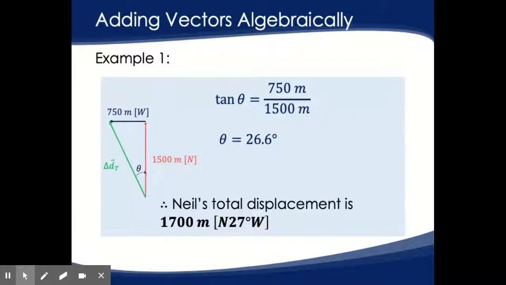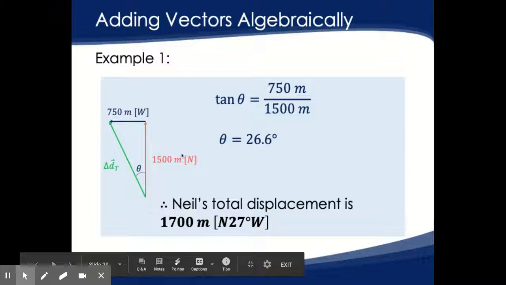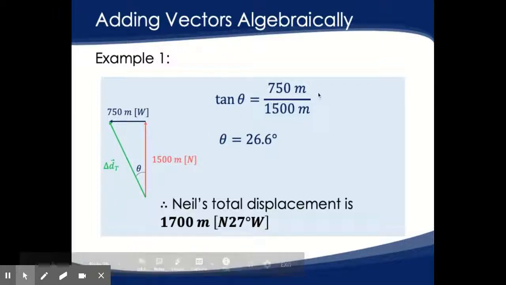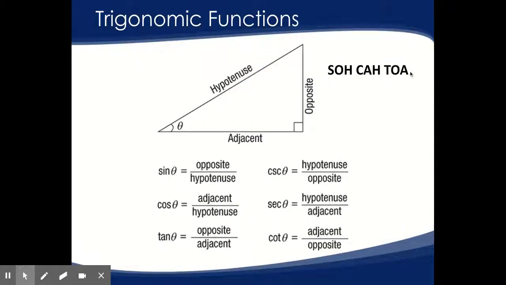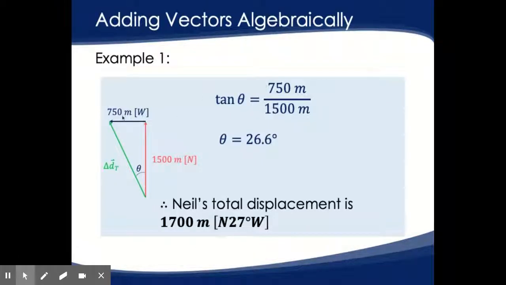So we're trying to solve for this angle. We know that the opposite is going to be 750. The hypotenuse, we don't know. Well, actually, we do know. We just solved it. But then our adjacent line is going to be 1,500. So if we have tangent of the angle, we're going to have opposite over adjacent, right? So the opposite was 750 over the adjacent, which is 1,500.